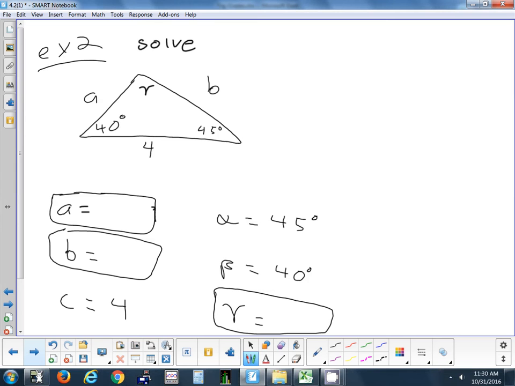This is an angle, a side, and an angle. So you know two angles, and then you know the side that's between them, or the side that connects the angles. Any questions on why this is an angle side angle?